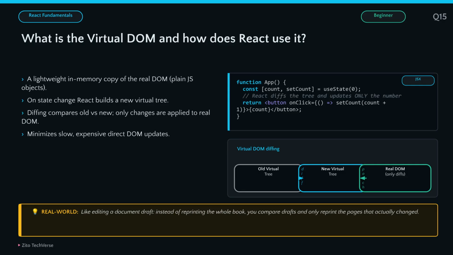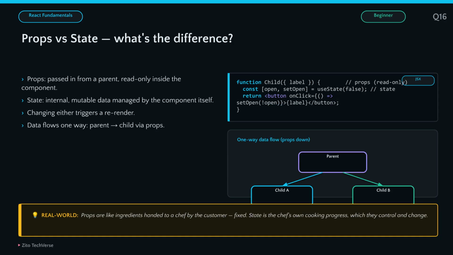Think of editing a document draft. Instead of reprinting the entire book for one typo, you compare drafts and reprint only the pages that actually changed. Props versus state. What's the difference? Props versus state is fundamental to thinking in React.